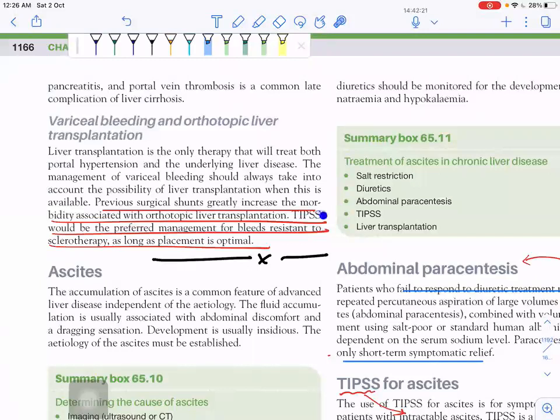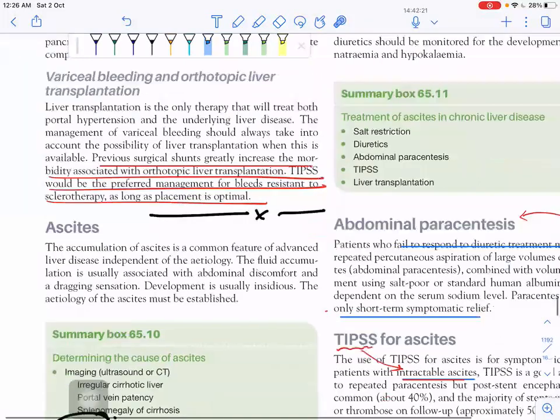So very preferably it is TIPS. TIPS would be the preferred management of bleeds resistant to sclerotherapy. Just remember this. These are some facts only.